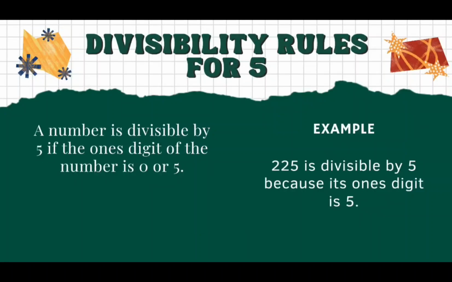Now let's proceed to the divisibility rule for 5. A number is divisible by 5 if the ones digit of the number is 0 or 5. Example, 225 is divisible by 5 because its ones digit is 5. So the last digit of 225 is 5, therefore that number is divisible by 5 because according to the rule, if the ones digit of the number is 0 or 5, that number is divisible by 5. Let's try another example. How about 115? The last digit of 115 is 5, so therefore that number is divisible by 5.